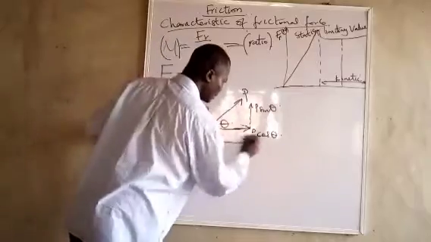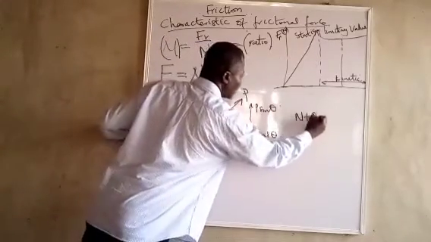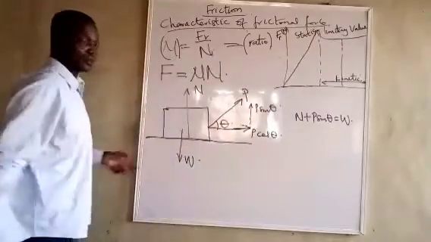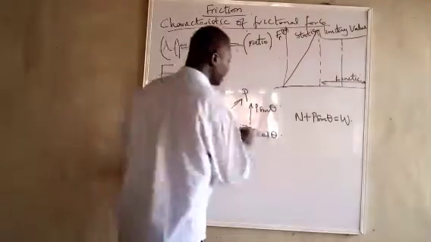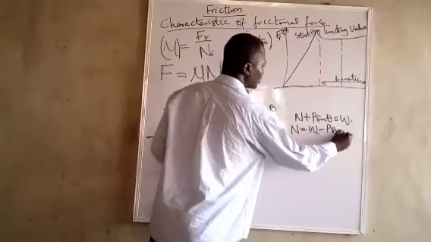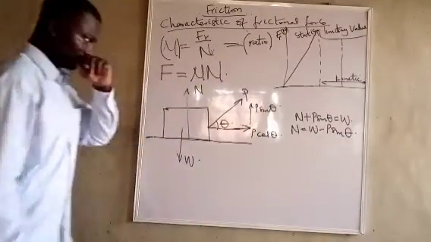N plus P sin theta is equal to W, that is the weight of the block or the body. So in this instance, our N will be equal to W minus P sin theta. Can you take note, please? Very important.